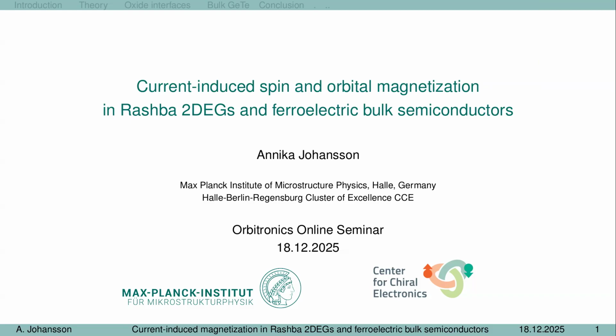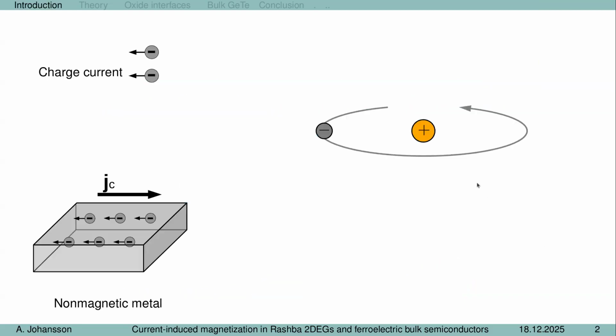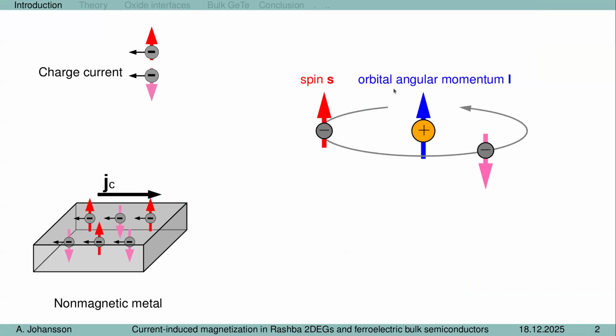So with my group, I work on transport theory in solids. And when I say transport, you usually think about a charge current, which is carried by electrons. But this is an Orbitronics seminar, so we know electrons do not only carry charge, they also carry spin and an orbital angular momentum. And our interest is in describing transport of spin and also of orbital angular momentum.